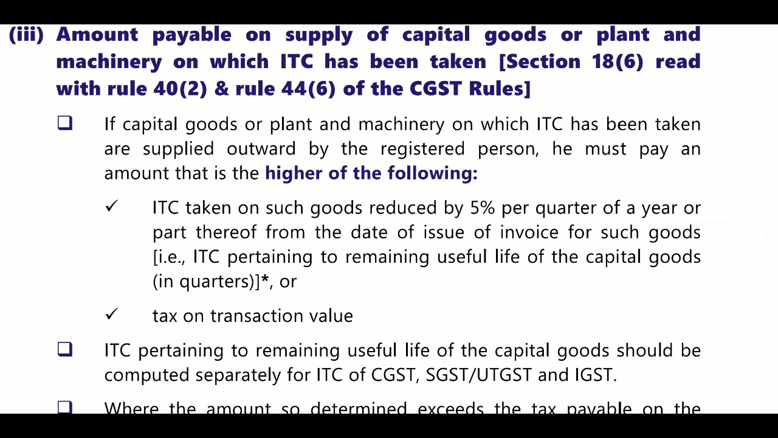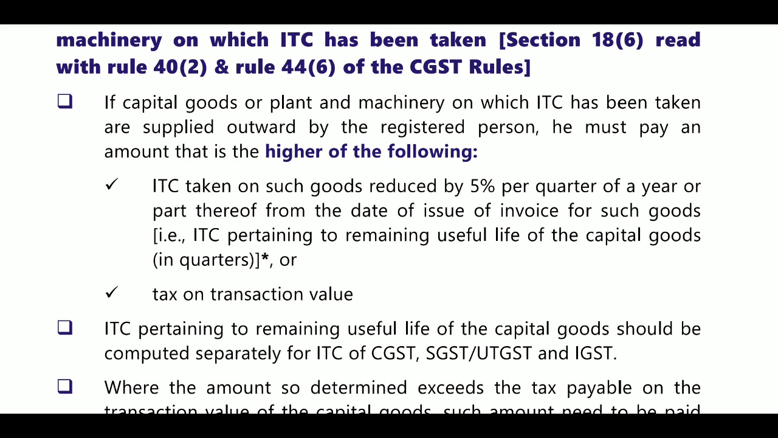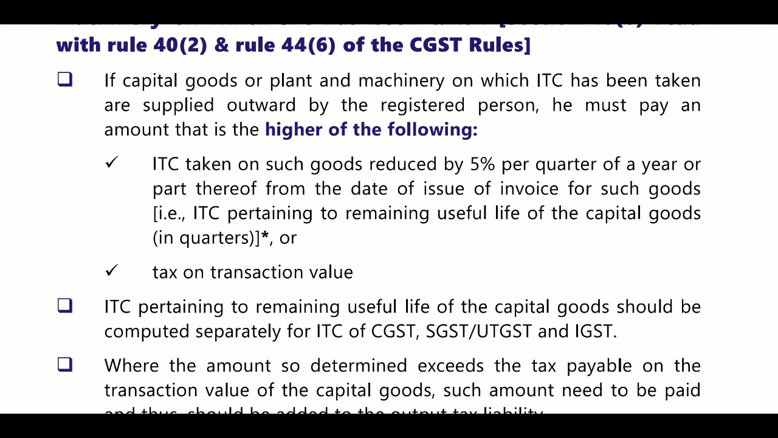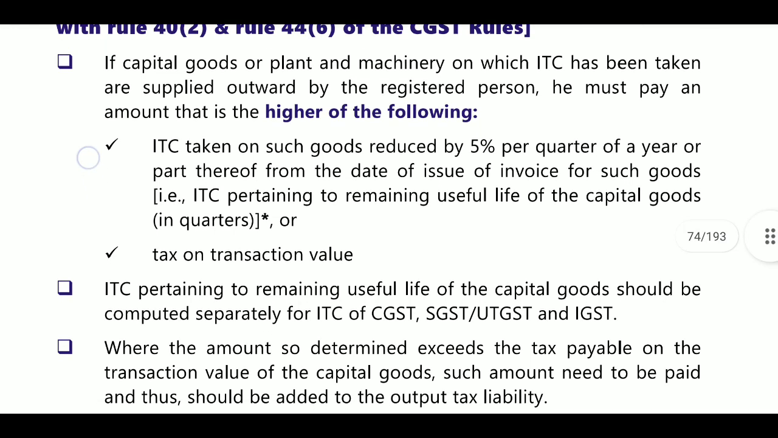If capital goods or plant and machinery on which ITC has been taken are supplied, the person must pay an amount equivalent to the higher of: the ITC on such goods reduced by 5% per quarter of a year or part thereof from the date of issue of invoice for such goods, or the tax on the transaction value of such capital goods or plant and machinery.